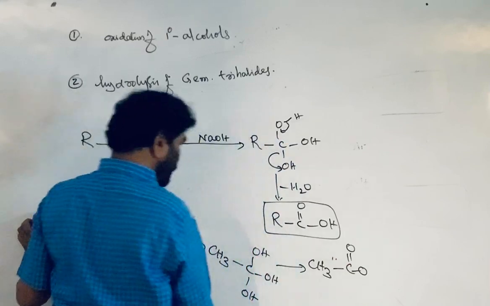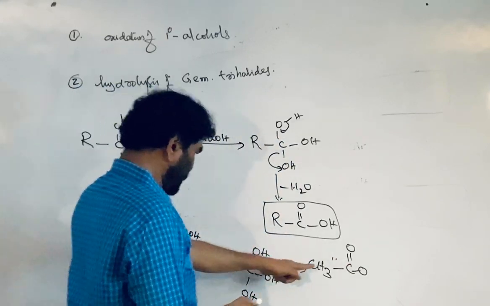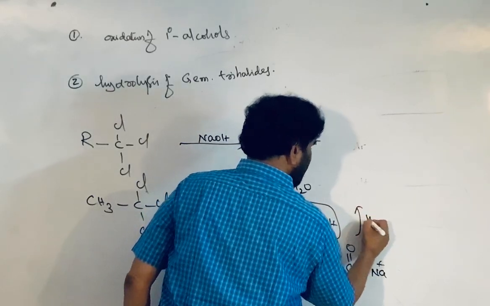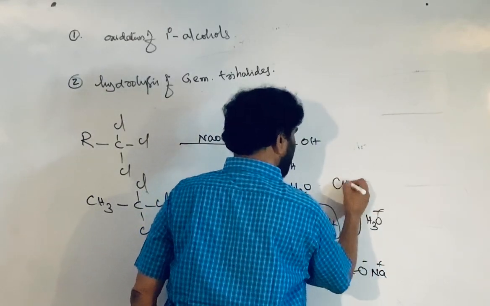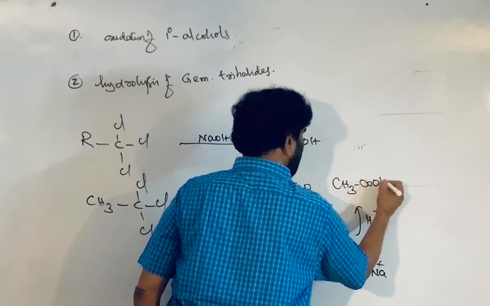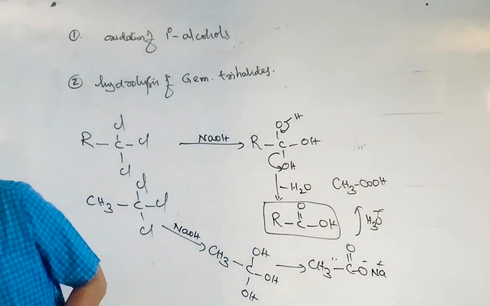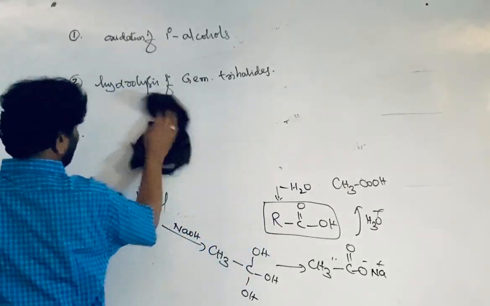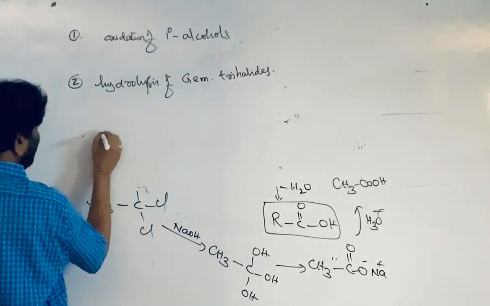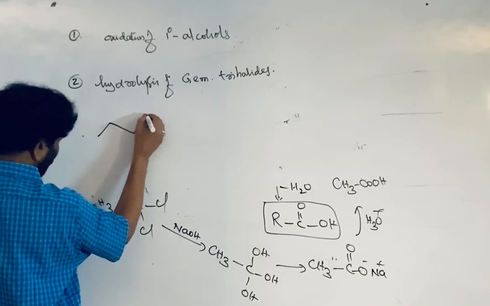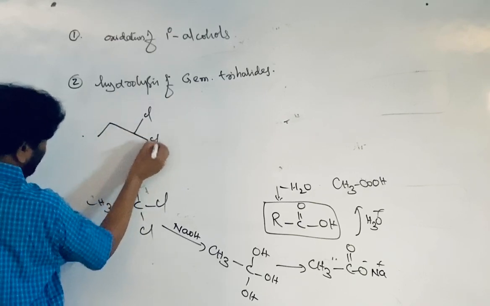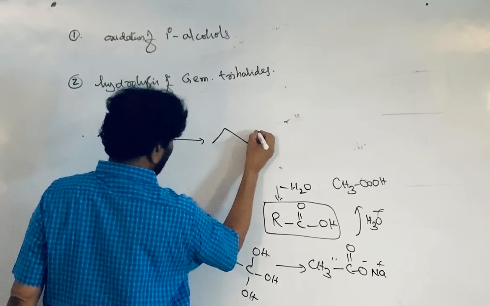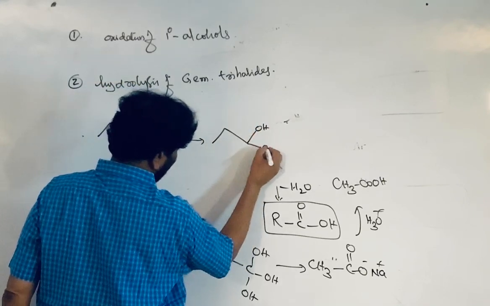It is produced in the alkali medium, therefore it is converted into sodium acetate. On acidification, acetic acid is formed; acidification is needed. If you take another example, let me take propane: 1,1,1-trichloropropane. This gives an intermediate product, which cannot be isolated.